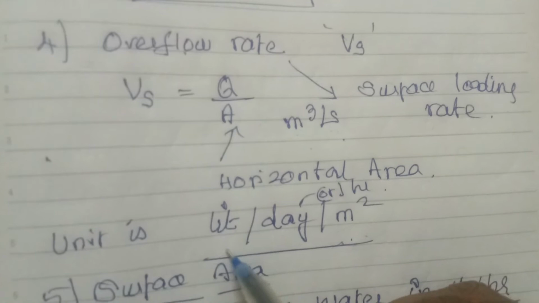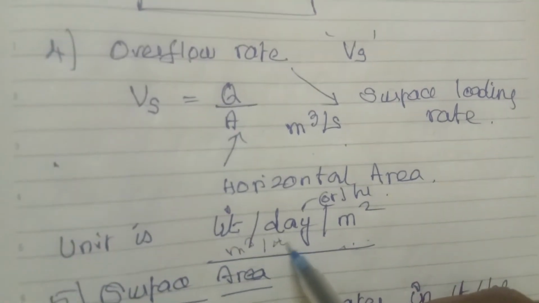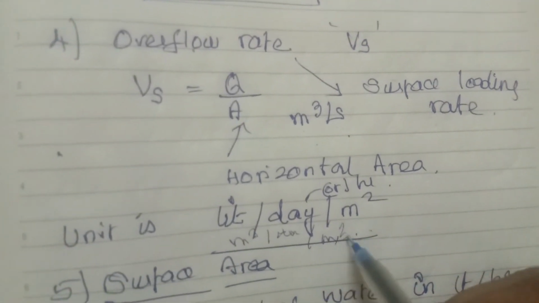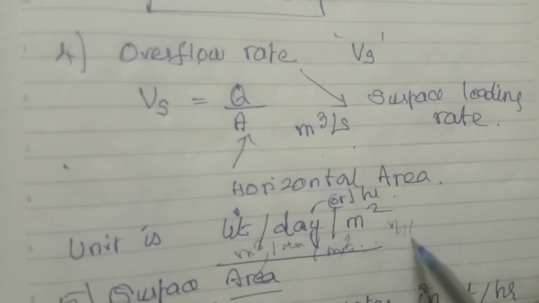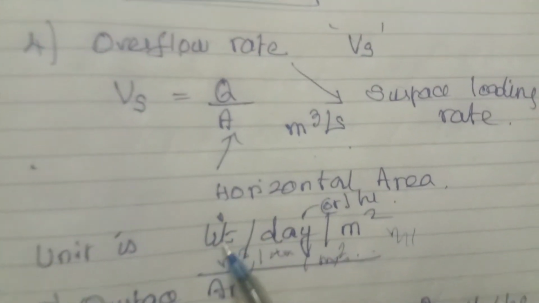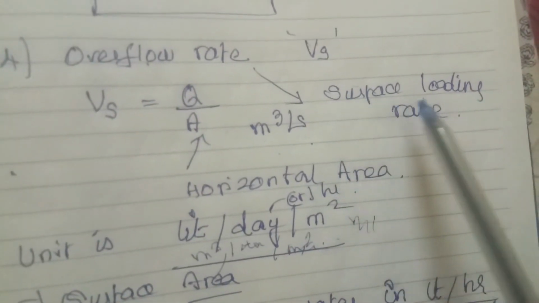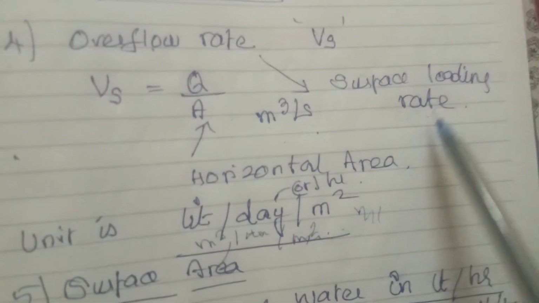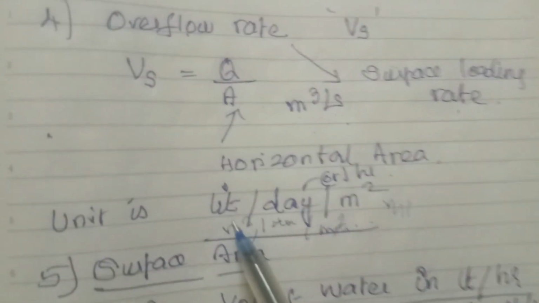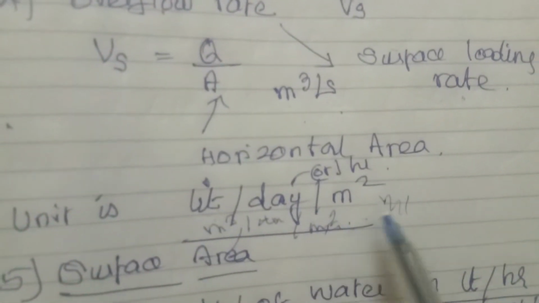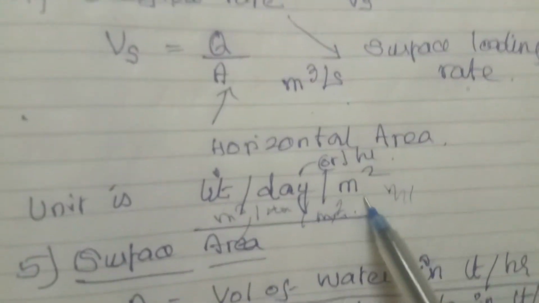You may think that this will be meter cube per day per meter square, so the meter square and meter square will cancel and it may be meter per day. It is not like that. So if in a question they are asking for the overflow rate, or it may be called the surface loading rate, it should be represented in this unit only, liter per day per meter square. So three terms should be there.